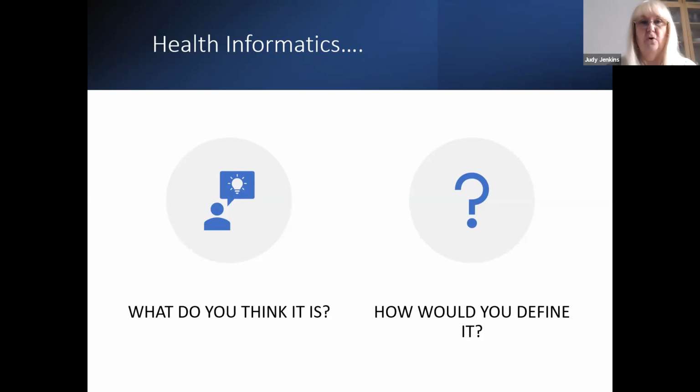Let's see if we can get some more in. Yeah, combining IT skills in improving healthcare and analysing the data. Thank you, Shirok. Very, very good answer there as well. Fab. Let's take one more and then we'll move on.